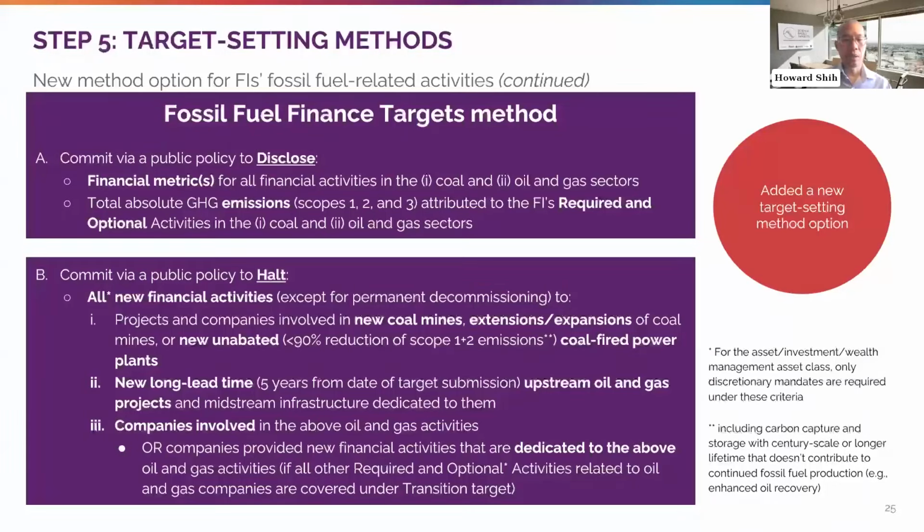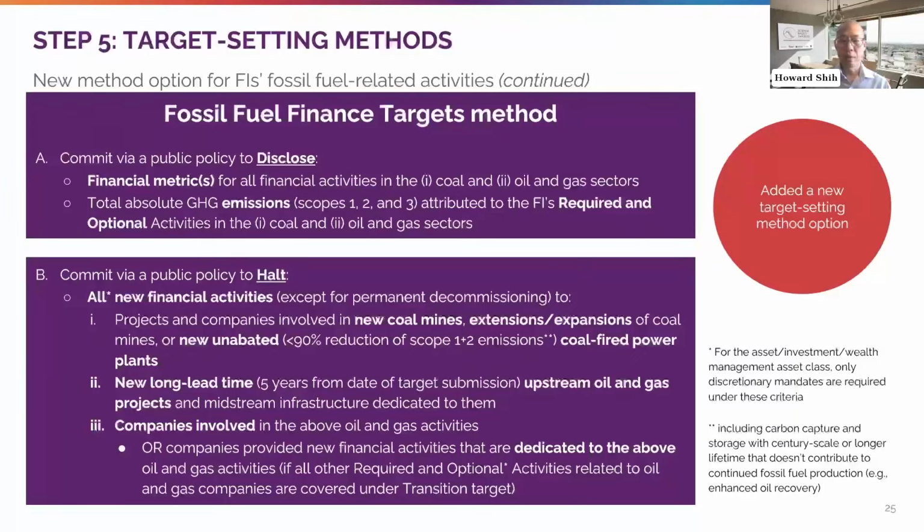Second group of criteria: the FI, again, will need to publish a policy prior to target submission that commits to stop all new financial activities related to the following three things. So first, that's projects and companies involved in new coal mines, extensions or expansion of coal mines, or new unabated coal-fired power plants. And that wording, as you may notice, draws from IEA wording, as does the second group, which is new long lead time upstream oil and gas projects and midstream infrastructure dedicated to them.